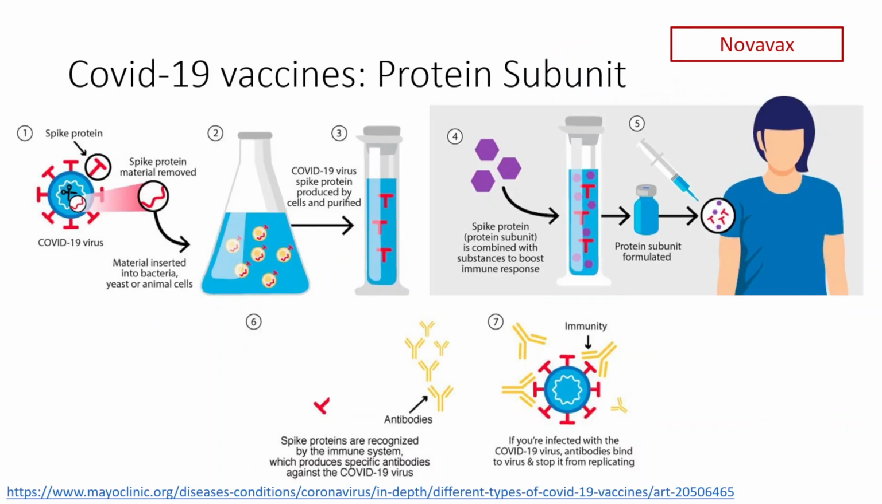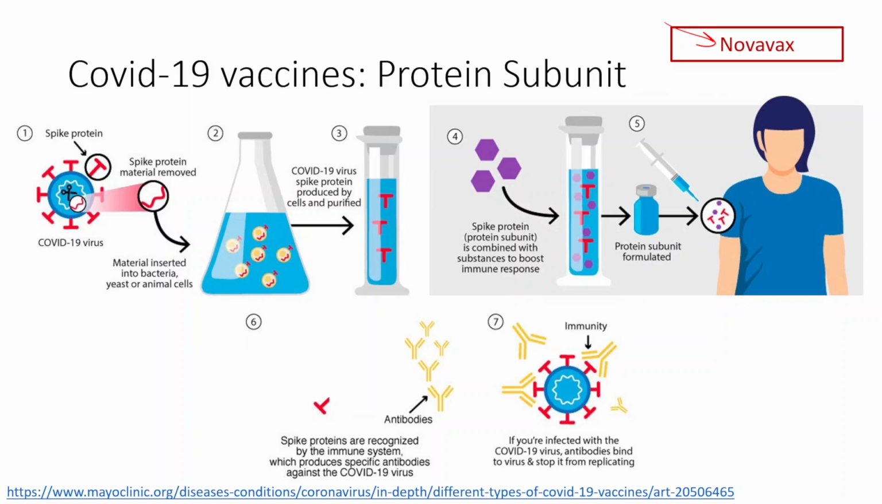So the last main type of vaccine we're going to talk about for COVID-19 is the protein subunit vaccine. This one that's approved in the US is made by Novavax. This one's a little bit different. So instead of giving your body instructions to make the spike protein, the company makes the spike protein in a lab. And they actually use insect cells to do this.